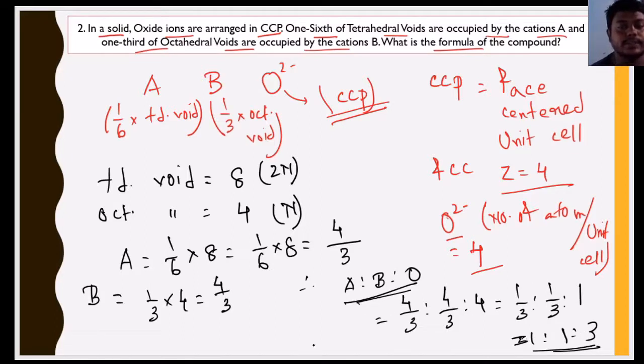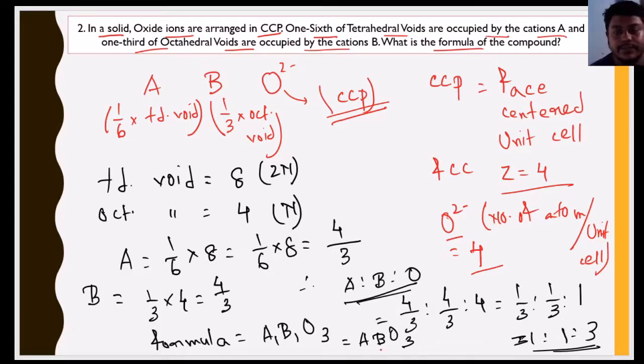This is how we solve this kind of simple numerical problem. So 4/3 is to 4/3 is to 4 equals 1/3 is to 1/3 is to 1, which becomes 1 is to 1 is to 3. Hence the formula, which is important to us, becomes A1 B1 O3, that is ABO3. I hope it is beneficial to you and you understand the whole thing I am discussing. So the formula that we have is ABO3.